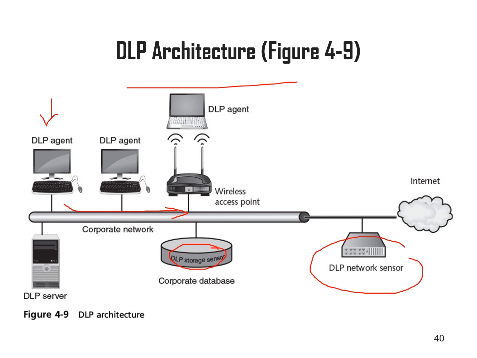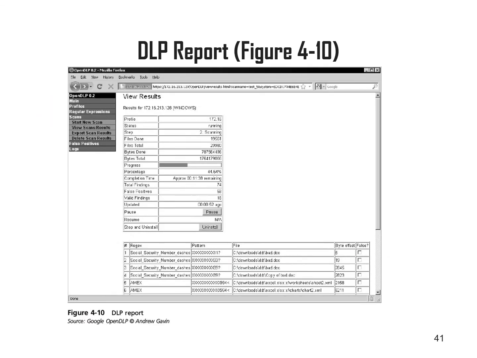DLP, data loss prevention architecture, is a set of security tools installed on several systems that is used to protect data at rest, data in use, and data in transit. That is the thing. Okay, so this is an example of a DLP report that will show some of the information about the data.